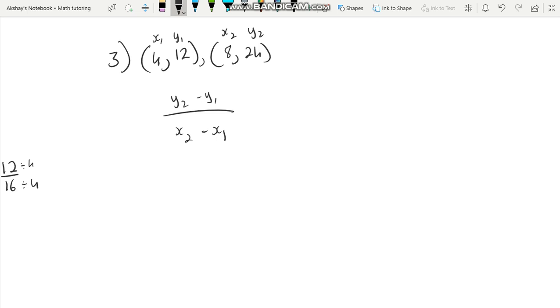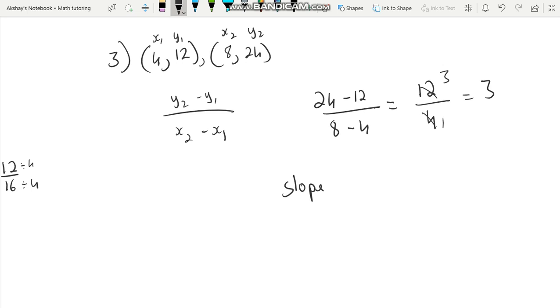Now I can plug those back into my formula. y2 is 24. y1 is 12. x2 is 8. x1 is 4. Hence I have 24 minus 12, which gives me positive 12. 8 minus 4 is 4, positive 4. Divide both by 4, I get 3. And my slope, given my 2 points, is 3.